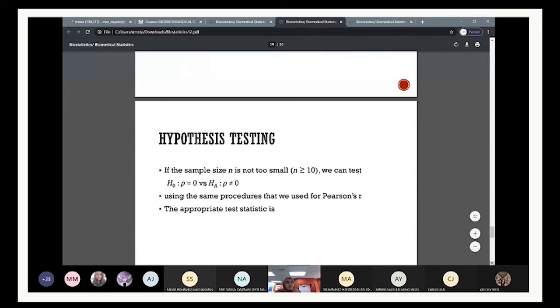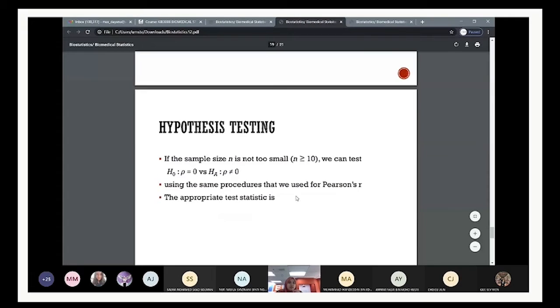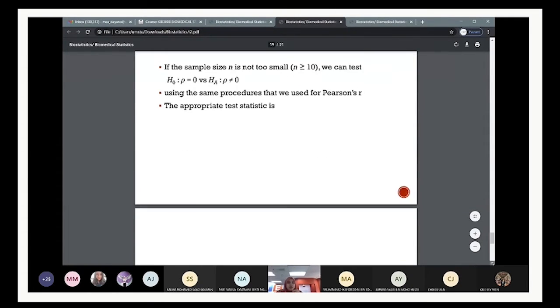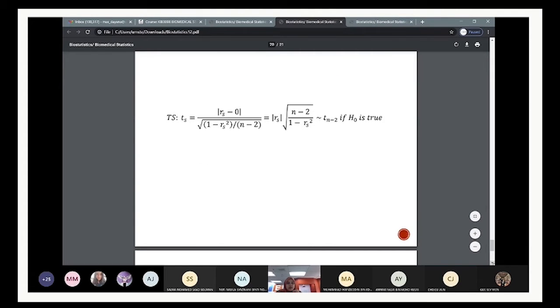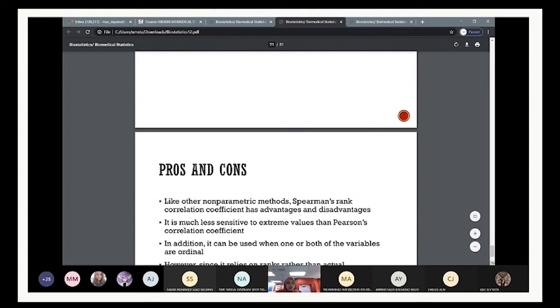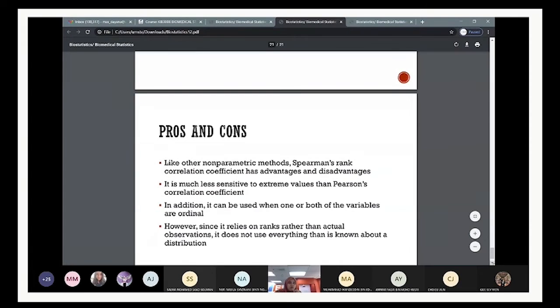Okay, so if the sample size n is not too small, more than 10, we can test the null hypothesis using the same procedure as we use for the Pearson. So we can use the t test again, but we are using the Spearman rank R value, not the actual value. Meaning you have to use the rank in order to calculate the Spearman correlation.